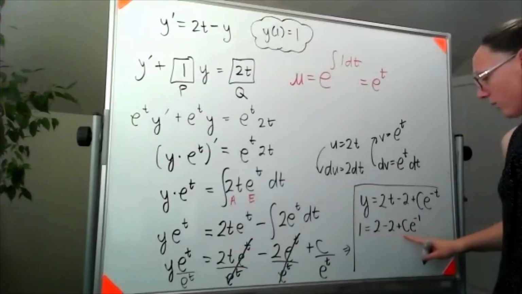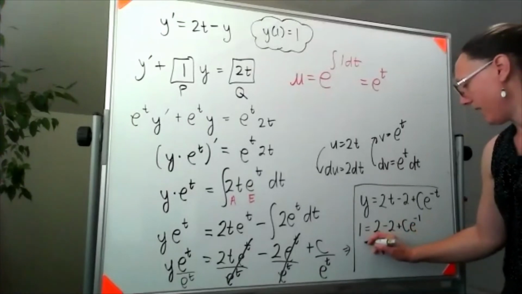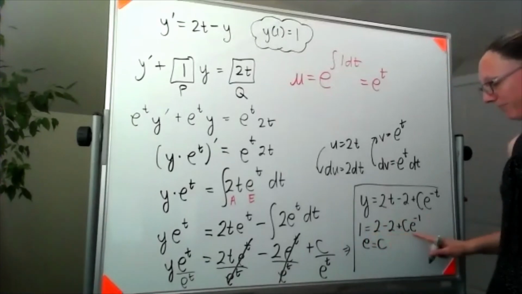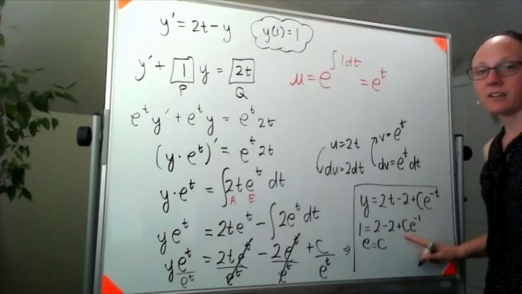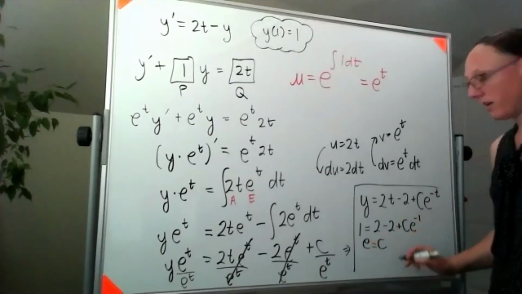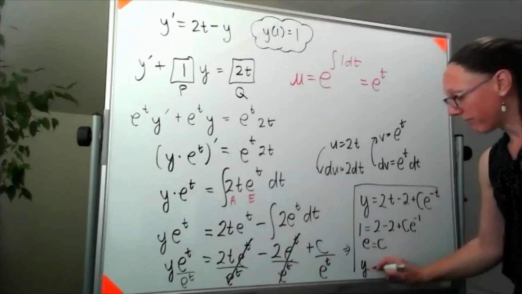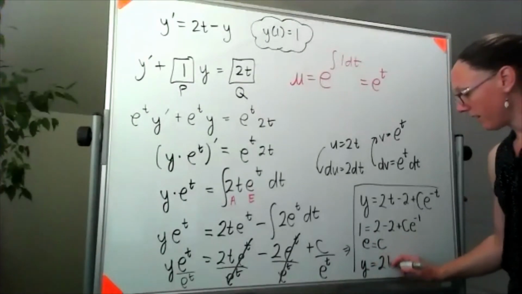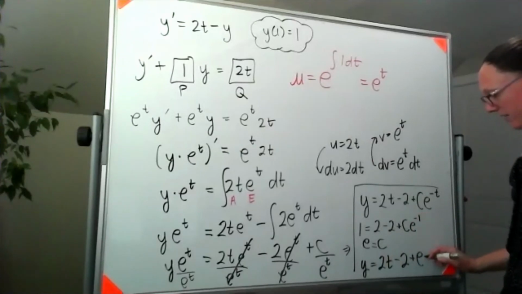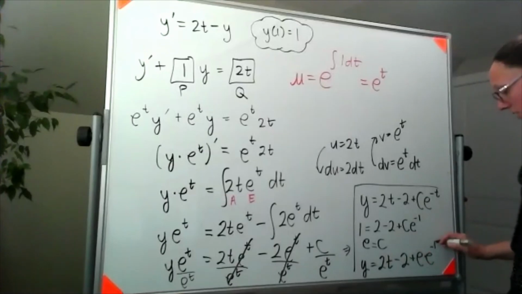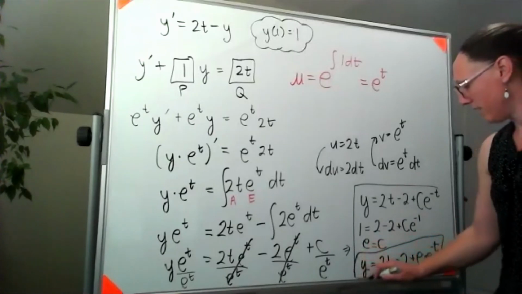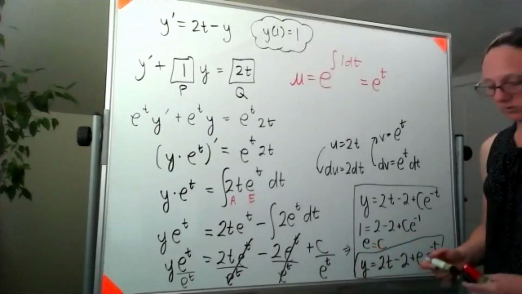And if 1 is equal to c e to the negative 1, then that looks like e must be equal to c, so that I would have e to the 1 times e to the negative 1, which would give me e to the 0, which is equal to 1. So if c is equal to e, then my final equation after plugging in that e times e to the negative t, or if you want, you could combine those together. But that would be our particular solution to the differential equation.